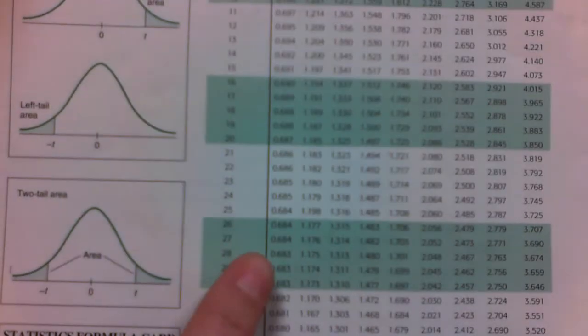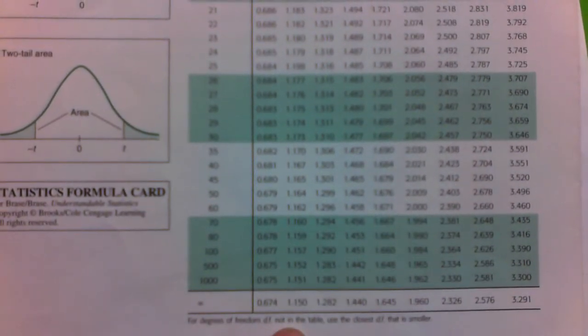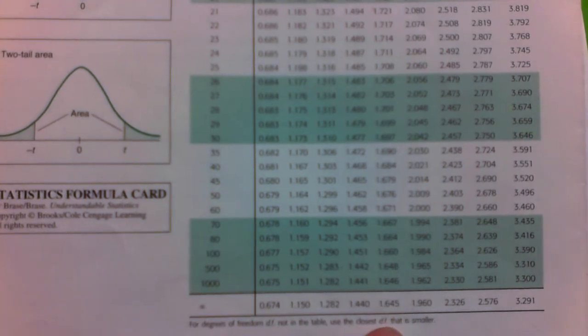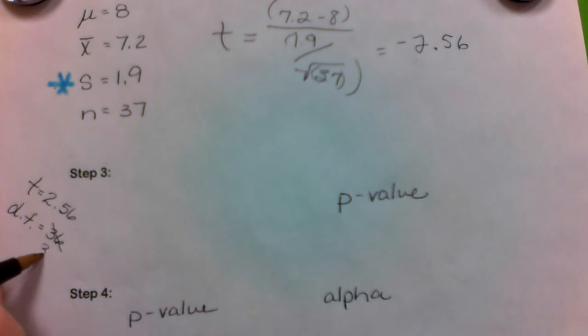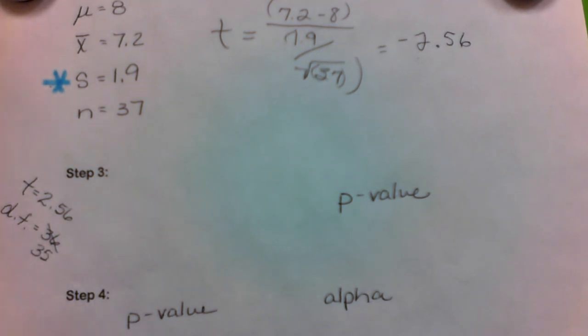So find 36. There is not a 36. Okay, there's a 35 and a 40. So I'm going to look at the bottom. For degrees of freedom not in the table, use the closest DF that is smaller. Well, the closest DF that is smaller is 35. So we're going to use 35.